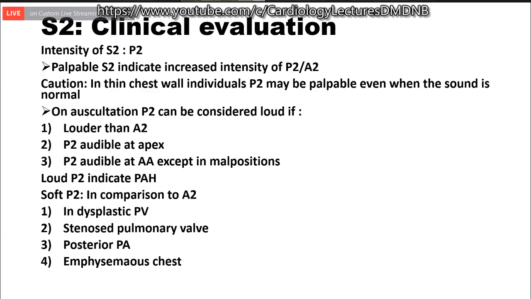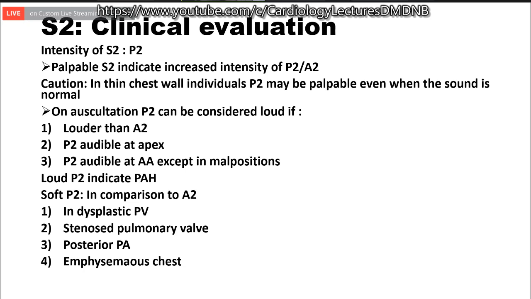Okay, intensity of the second heart sound. How will you assess the intensity of the second heart sound, P2? What are the methods by which you can assess P2? One is you can palpate. If the second heart sound is palpable, especially the pulmonary component, that is an indication that the pulmonary second sound is loud. Similarly for the aortic component. So palpability usually indicates the sound is loud.